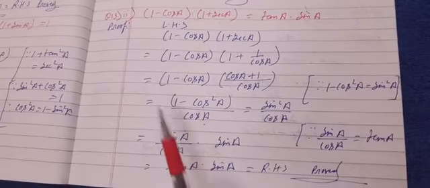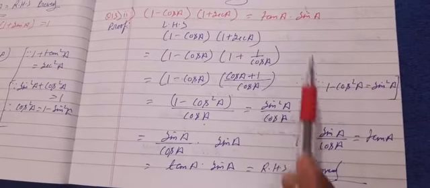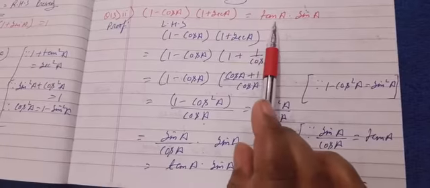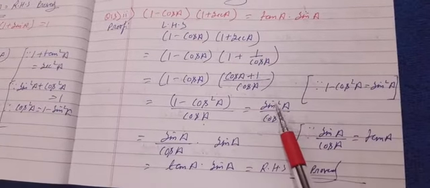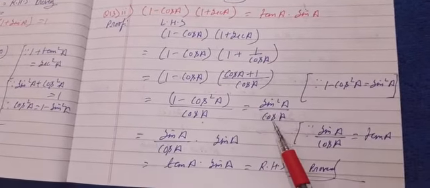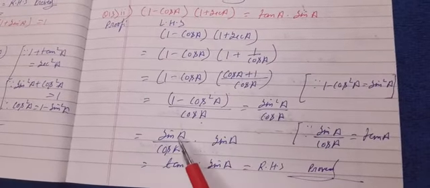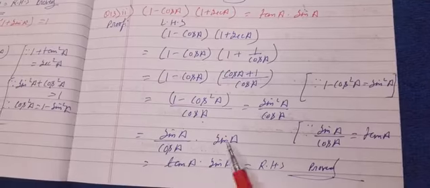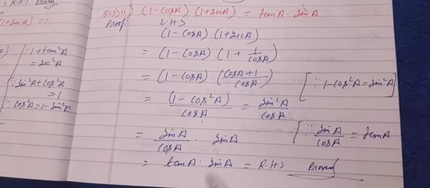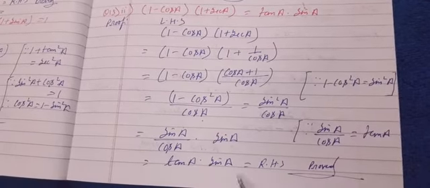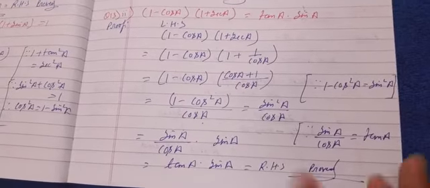So what I did after this, I cross-checked my RHS, that I want tan A and sin A. So I wrote sin A by cos A, and then again separately I wrote sin A. Now sin A upon cos A is tan A, and sin A as it is I have copied, and that was our RHS. So thus our answer is proved.